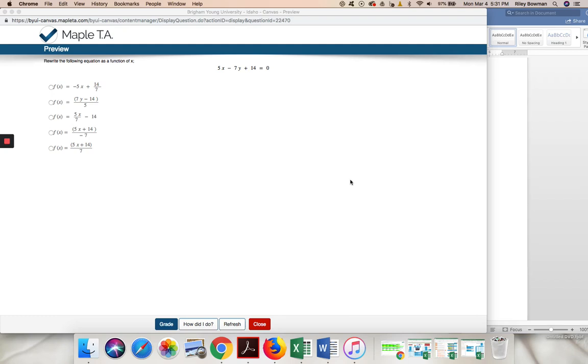Unit 2 Exam Review, question number 19. Rewrite the following equation as a function of x. That means that the only variable that I'm working with will be x. Y is on the left-hand side, y equals something with x. So y is all alone, and I can then rewrite it with f of x.